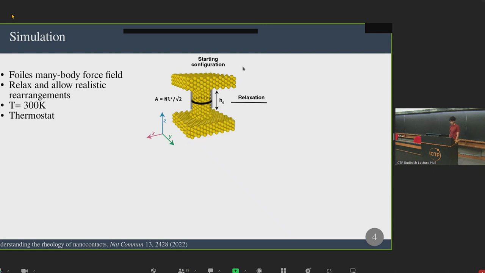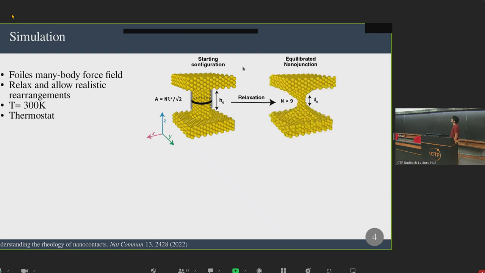MD simulations. Here we have this artificially made nanocontact between two slabs, a gold nanojunction. We use Foiles' model, and we relax it at room temperature to make a realistic shape of nanocontact, which is the one on the right you see. We did this for different sizes of junctions, from four vertical columns to even more, to 20, 30.